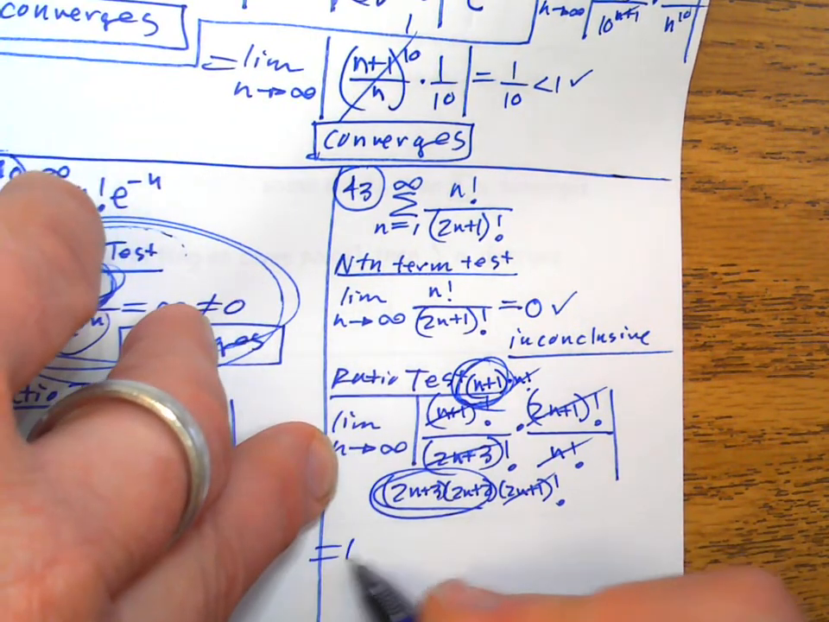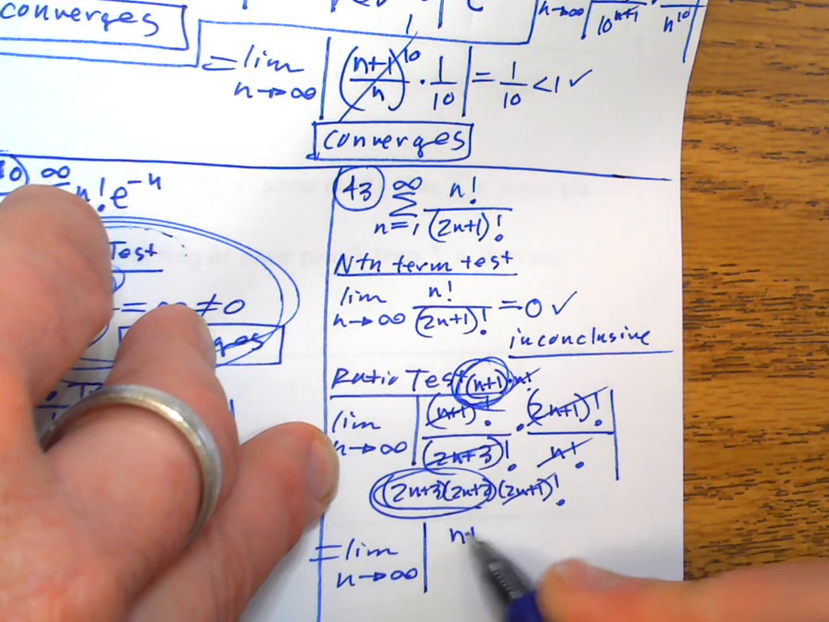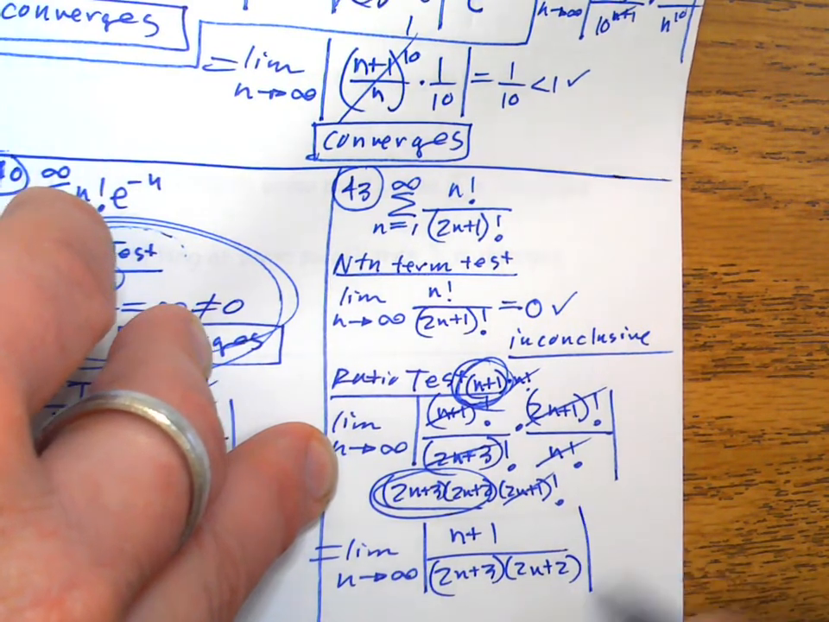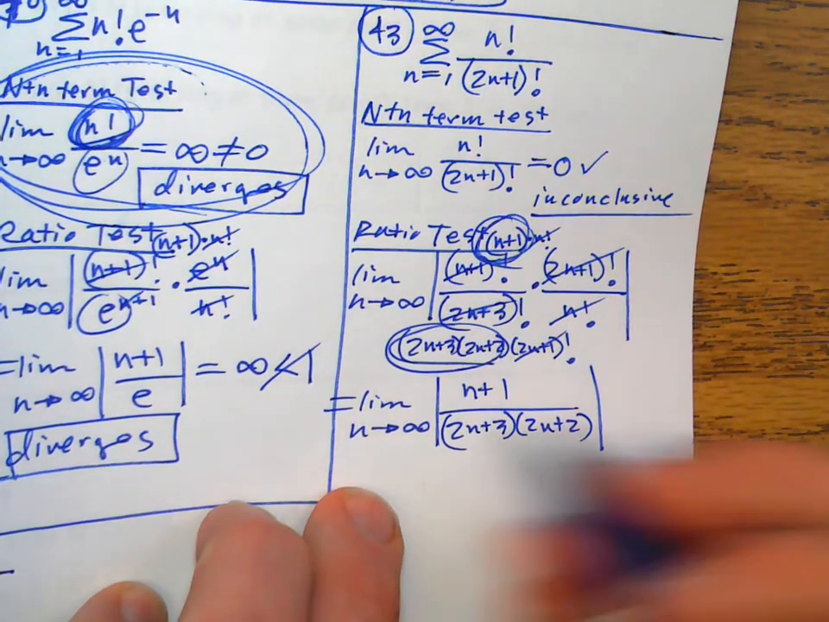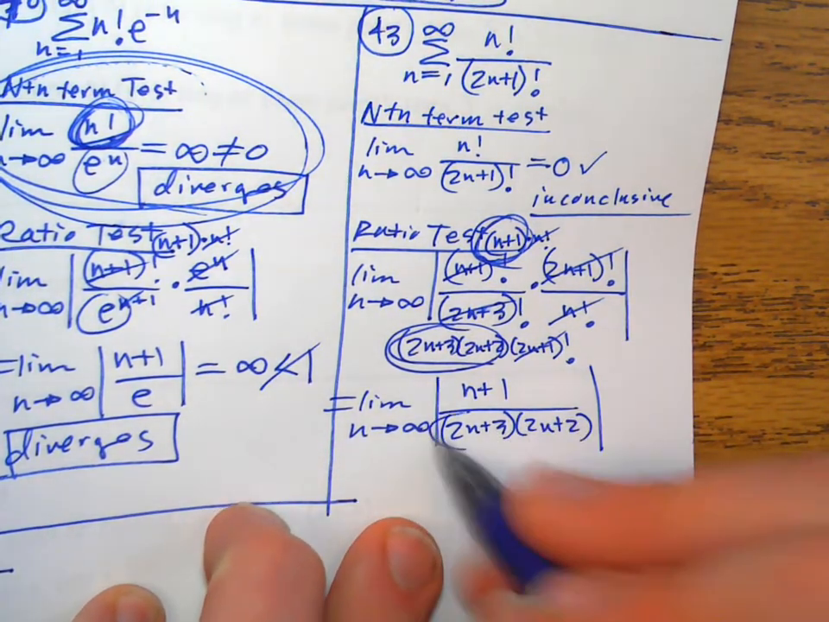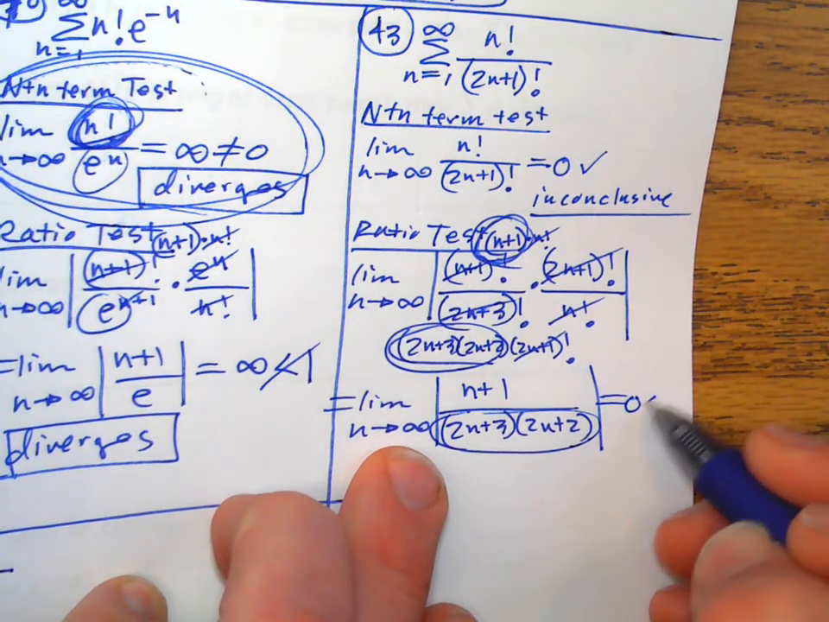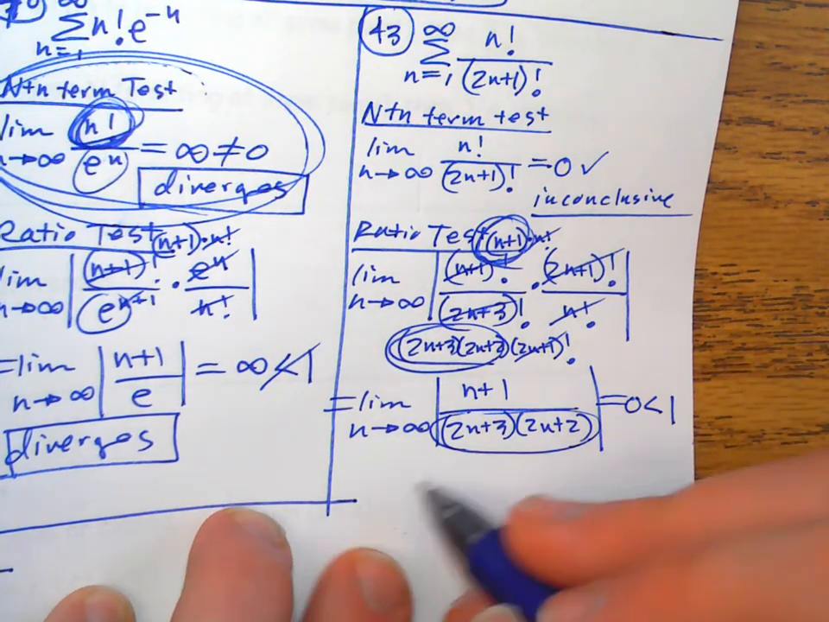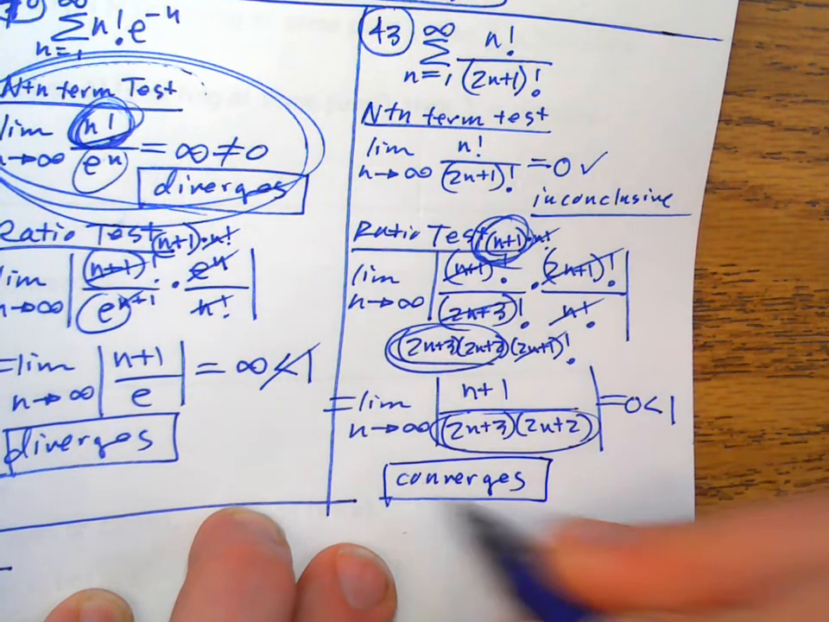So I'm going to rewrite that. Just make it super clear. We have an n plus 1 on the top, and we have a 2n plus 3, and a 2n plus 2 on the bottom. And I haven't done any limits yet. I just simplified. Okay, now as n goes to infinity, it's going to be infinity over infinity, but the bottom is going bigger than the top because it's quadratic. So it's going to go to 0 no matter what, right? It's going to go to 0, which is less than 1, which means it converges by the ratio test.